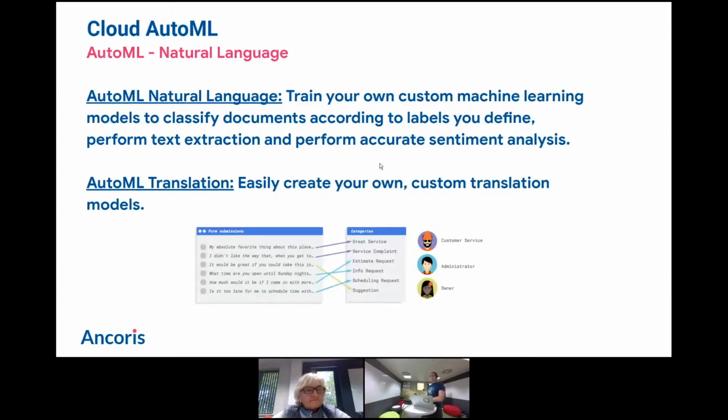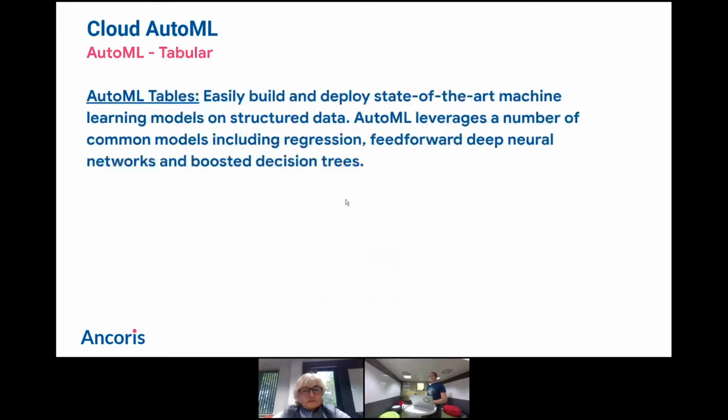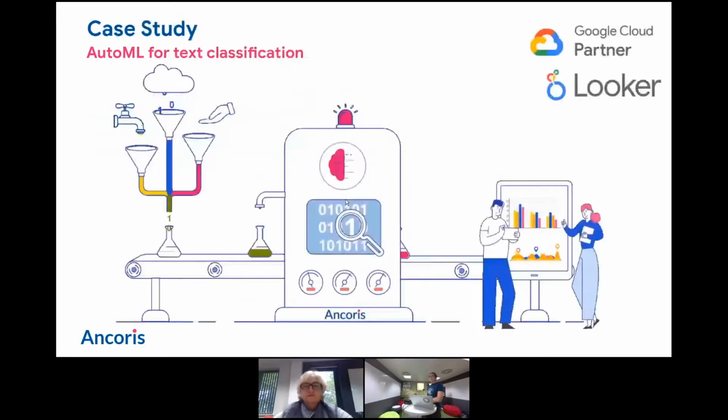AutoML natural language, we'll go into this in a bit more detail, but there's some really good products here. There's translation as well. So if you need to do any kind of language translation or custom translation, there's models that will basically automatically train for you. And then AutoML Tables is what we've kind of touched on. So that's what you'd use if you want to train something like a regression model, for example.